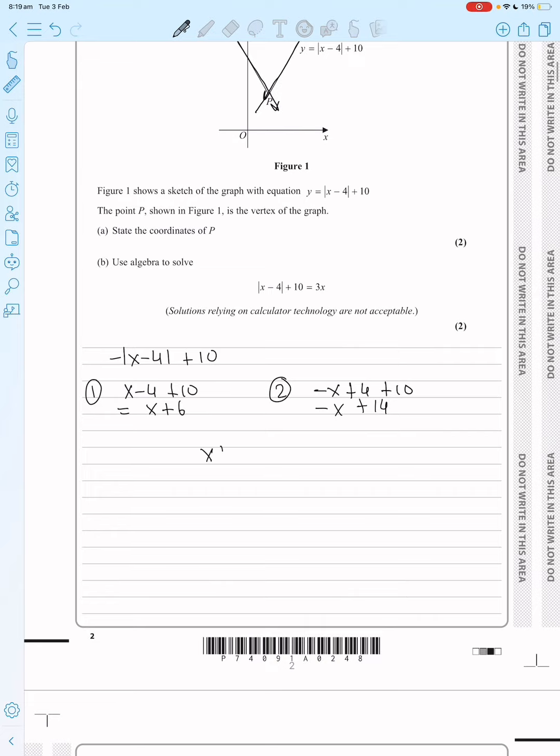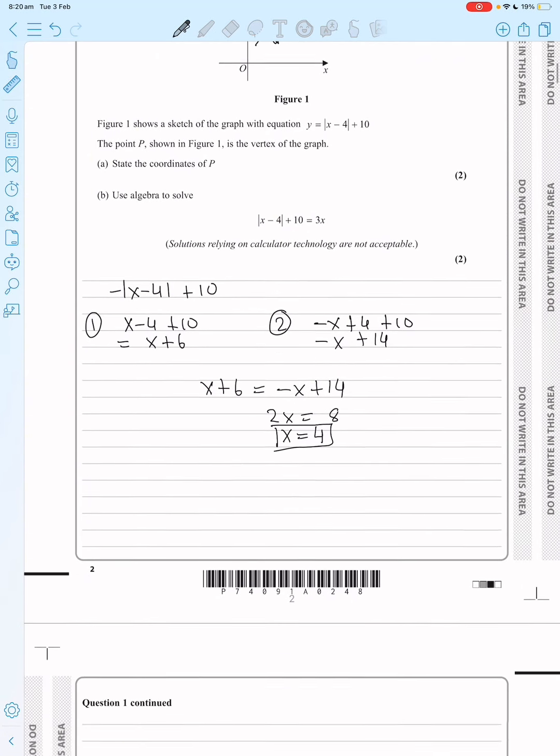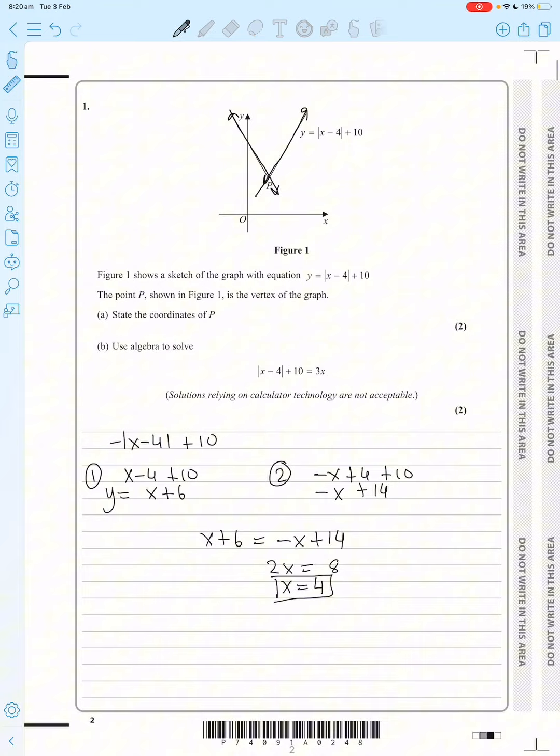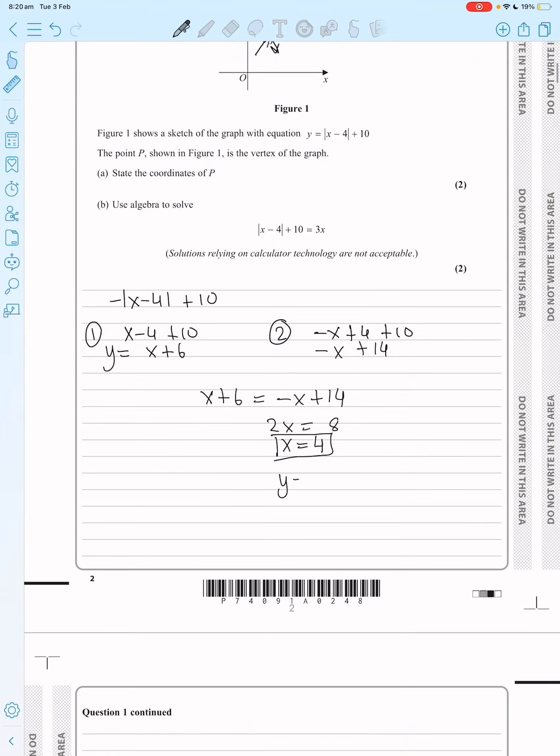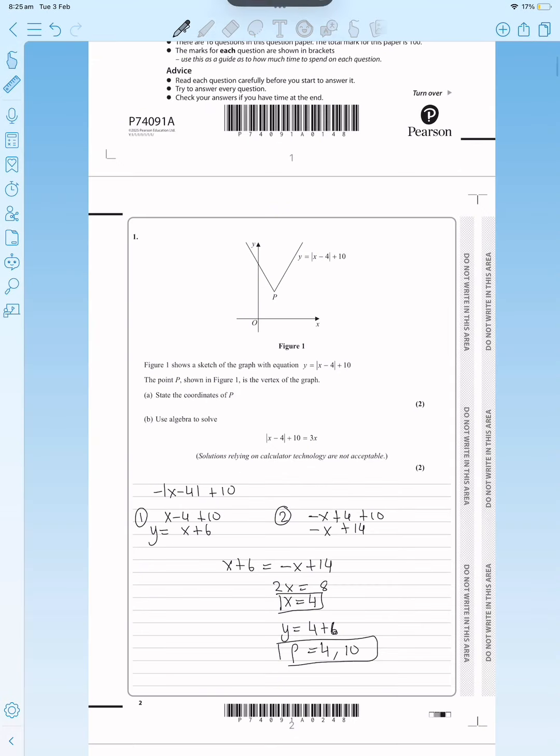Now I just equate them. So x plus 6 is equal to minus x plus 14. So 2x is equal to 14 minus 6, which is 8. So x is equal to 4. Now just sub in the 4. I know that one of them was y is equal to x plus 6, so y is equal to 4 plus 6. So it's going to be (4, 10), which is the coordinates of P.